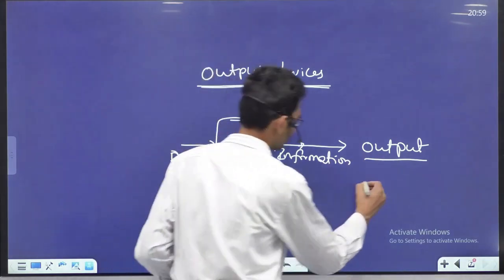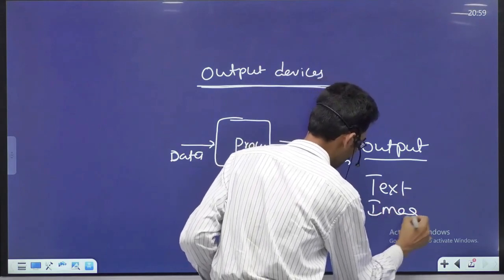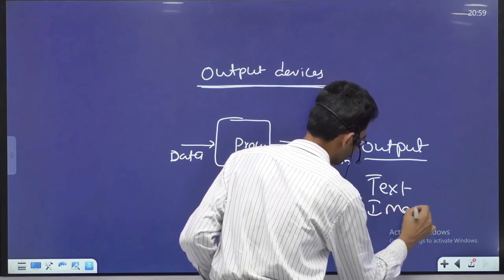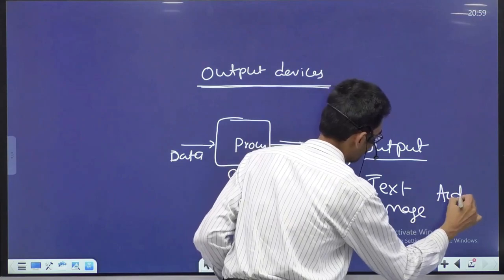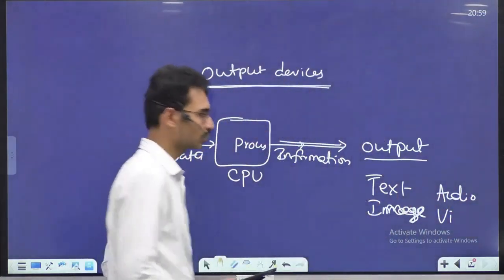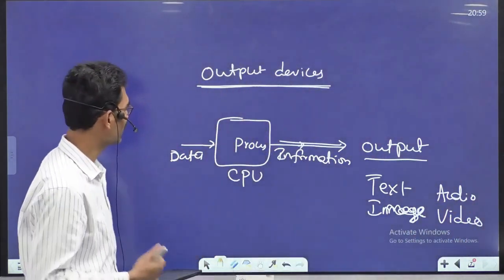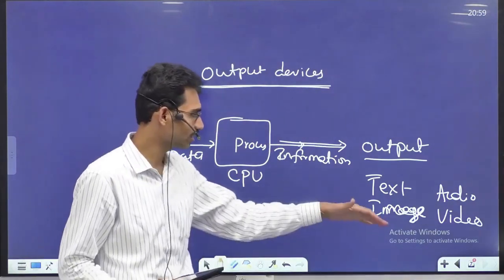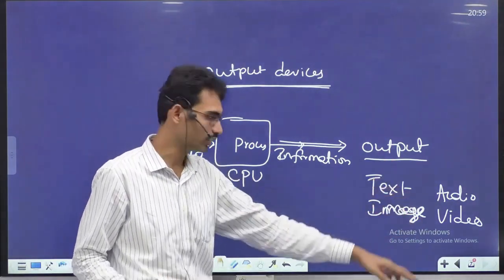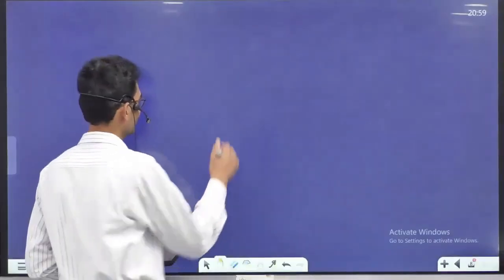It can be text also, it can be image also, it can be audio also, it can be video also. So likewise, it can have different mechanisms for how it can be used. Text also, image also, audio also, video also. Now let us see some output devices.